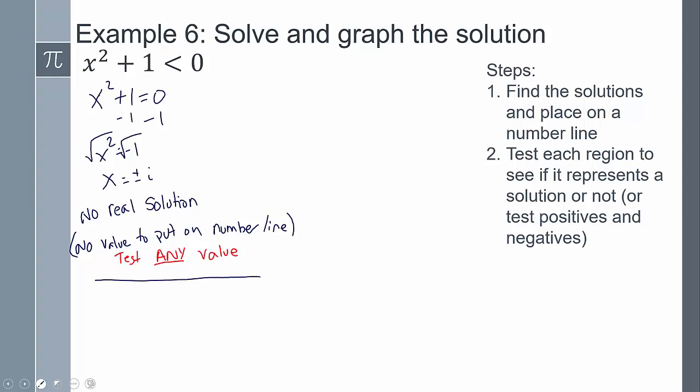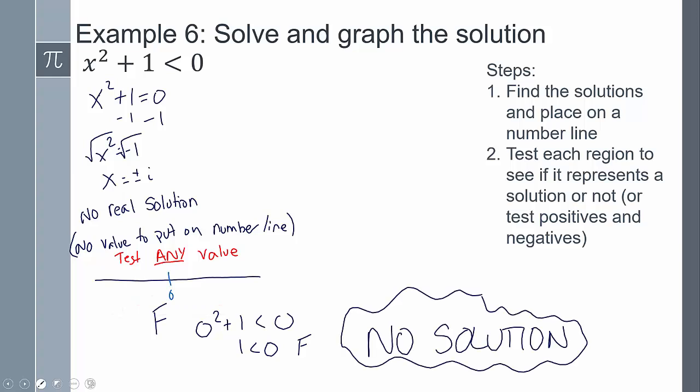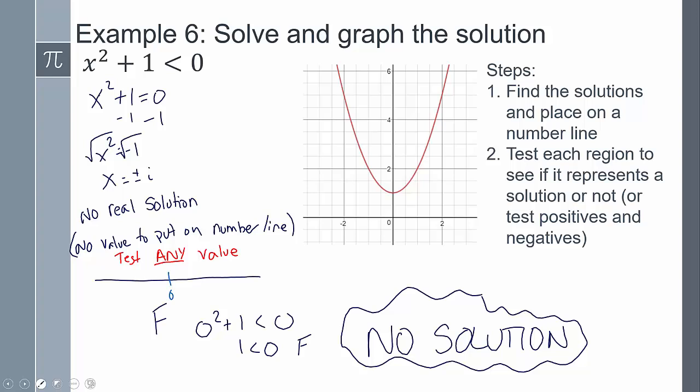So pick any value, like 0. If I plug 0 in there, 0 squared plus 1, I get 1 is less than 0. That's false. So everything here is false, which means there's no solution. Don't believe me? Let's look at the graph. This is asking where this function is less than 0, or where it is below 0. Nowhere is that function below 0, which is why there is no solution.